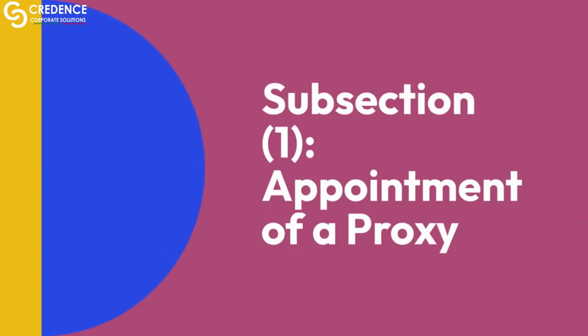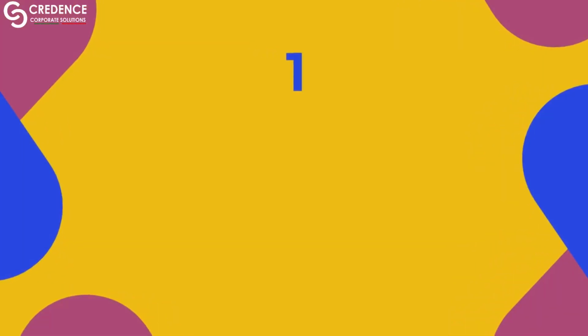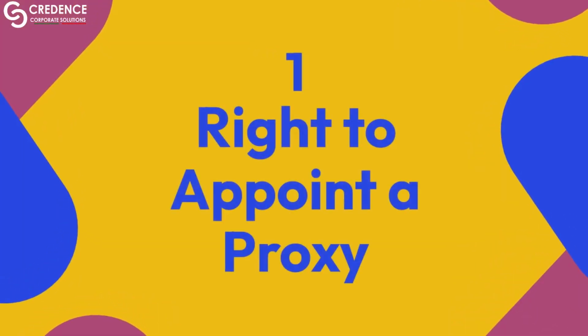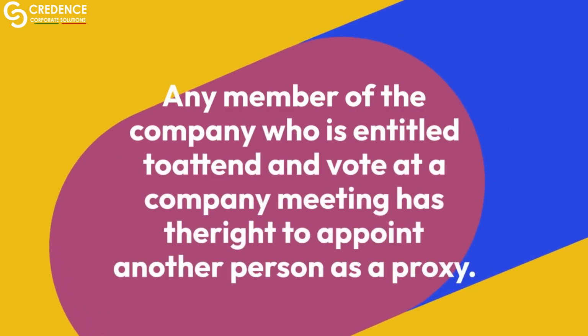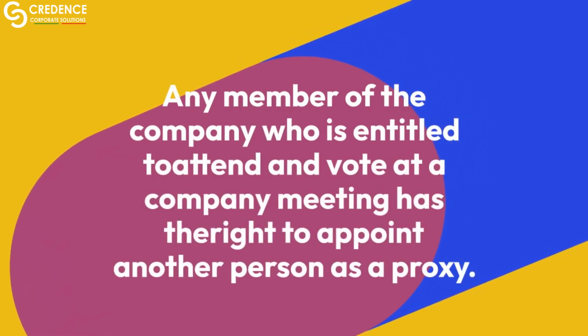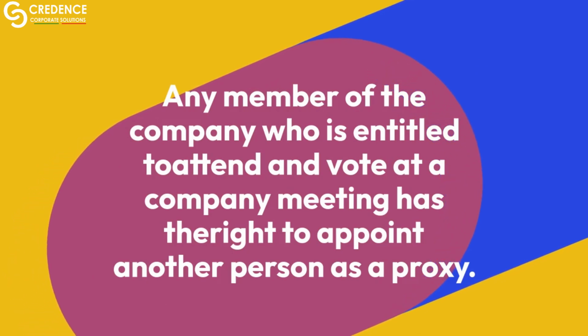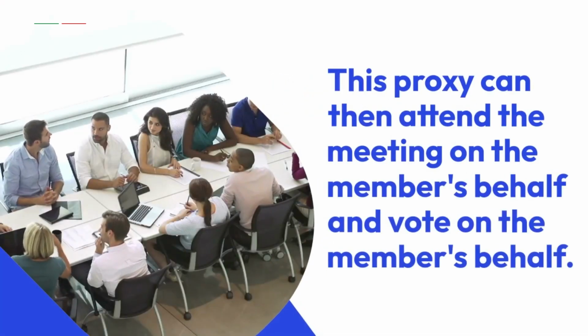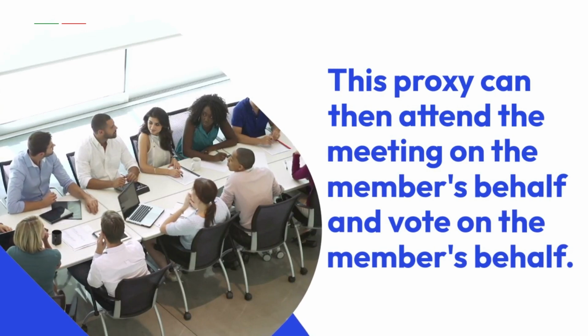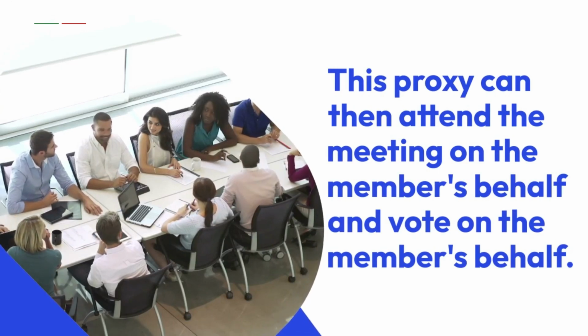Subsection 1. Appointment of a proxy. 1. Right to appoint a proxy. Any member of the company who is entitled to attend and vote at a company meeting has the right to appoint another person as a proxy. This proxy can then attend the meeting on the member's behalf and vote on the member's behalf.